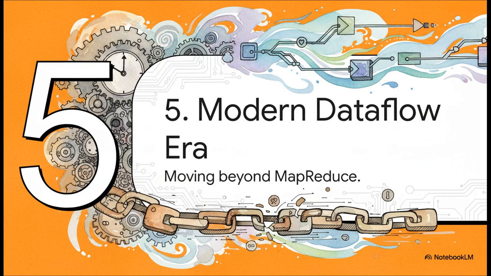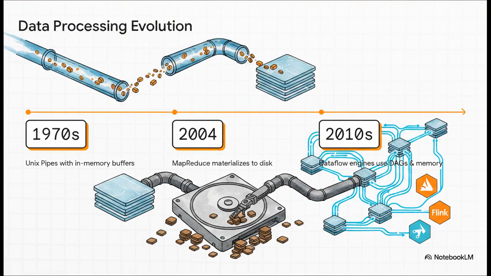Section 5. The modern data flow era, moving beyond MapReduce. All right, so MapReduce was undeniably revolutionary, but it had one major flaw. It was sluggish. Let's trace this evolution real quick. Back in the 1970s, Unix pipes streamed data using small, fast in-memory buffers. Then, in 2004, MapReduce came along. And as we just discussed, to survive that data center chaos, it constantly materialized intermediate state to the hard disk. But all that disk writing made it incredibly slow for complex workflows that required chaining dozens of jobs together.